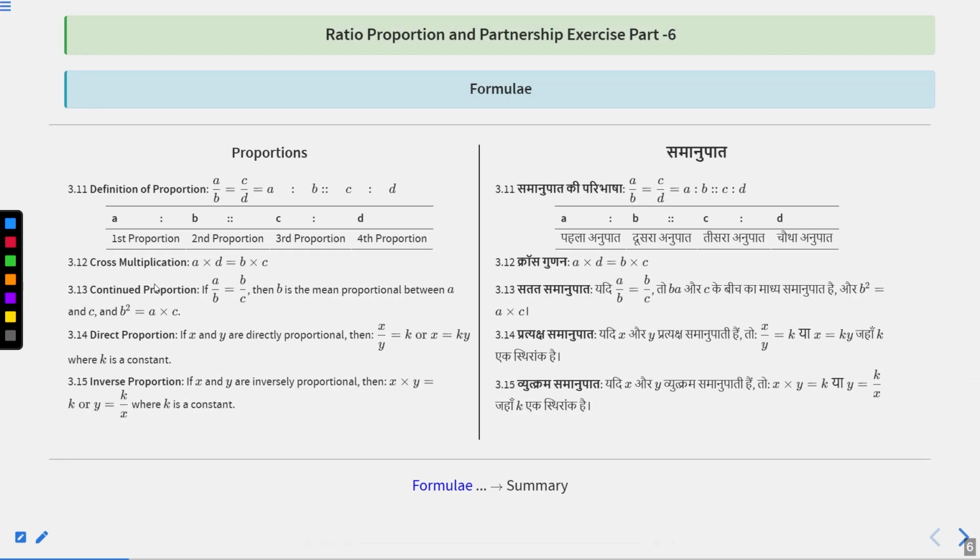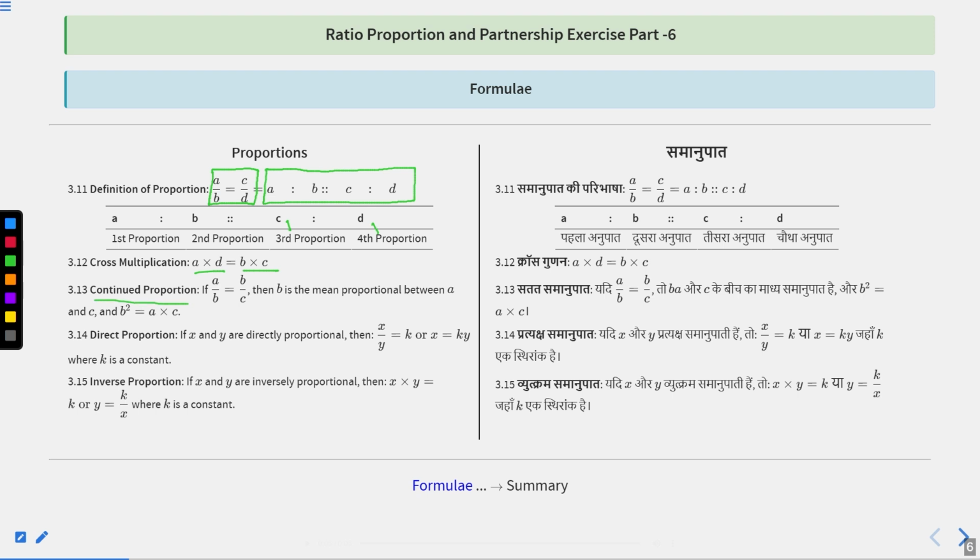Now we see the formula of proportion. Proportion is just when two ratios are equal, then they are in the same proportion. The representation of proportion: A ratio B proportionate C ratio D, we can represent it in that form. A is called first proportion, B is called second proportion, C is called third proportion, and D is called fourth proportion. Now, when we know that A upon B equals C upon D, then we can write it A into D equals B into C, cross multiplication.